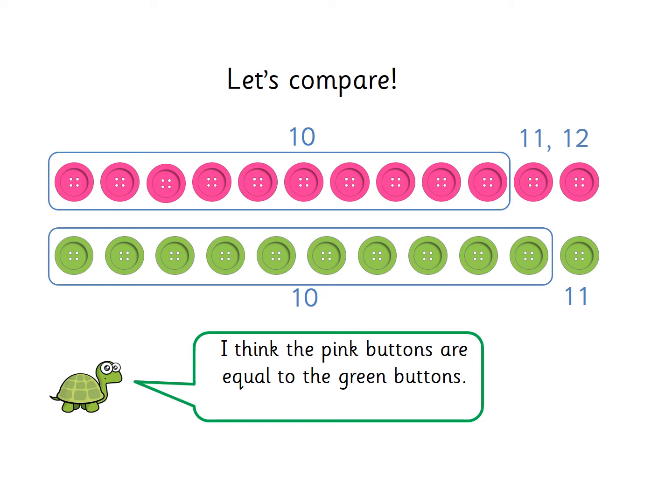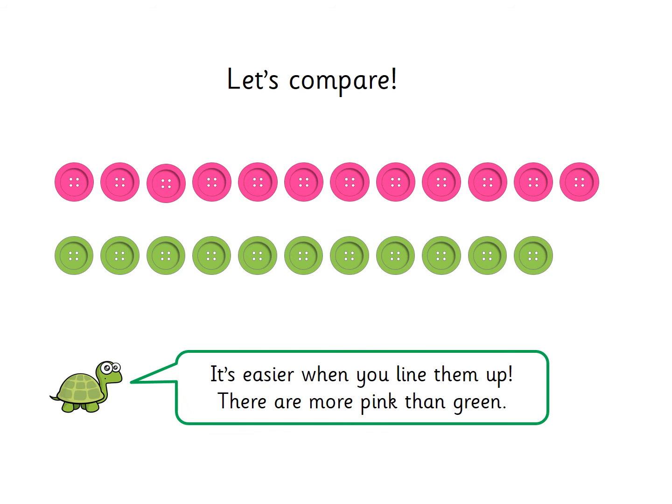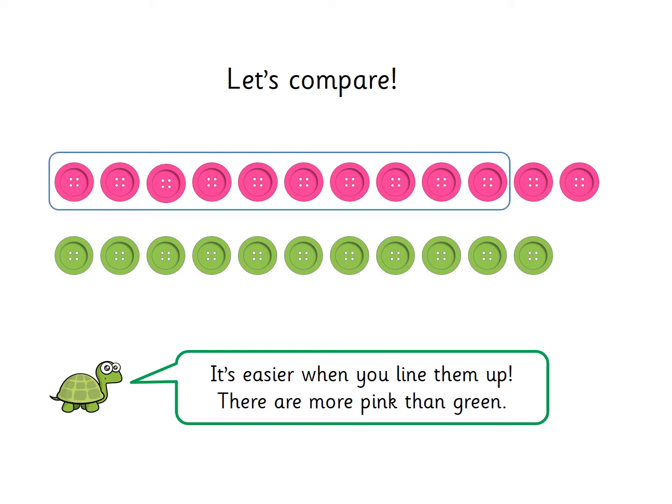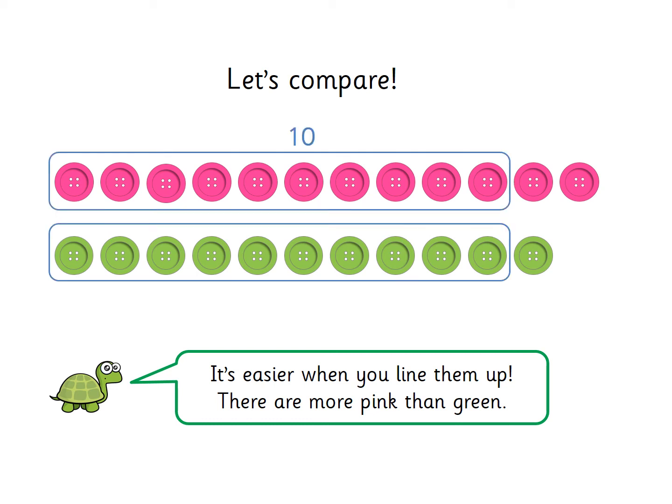So who has got the most? So it says here, the turtle says it's easier when you line them up. There are more pink than green. So they've lined them up now, they've put them together properly. 10 there, 10 there, and then we can see that the pink has 2 more and the green only has 1 more than 10, okay? So who has the most, pink or green? Well done, it's the pink. So it's very important to circle your 10 and then count on from 10. If you circle your 10, you can then see how many more you've got.